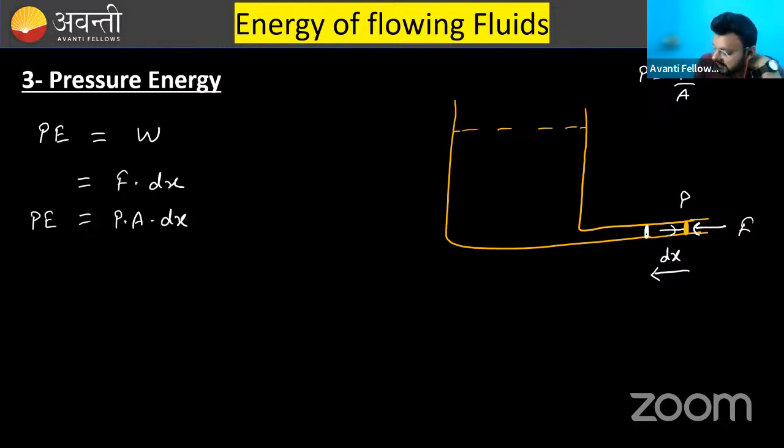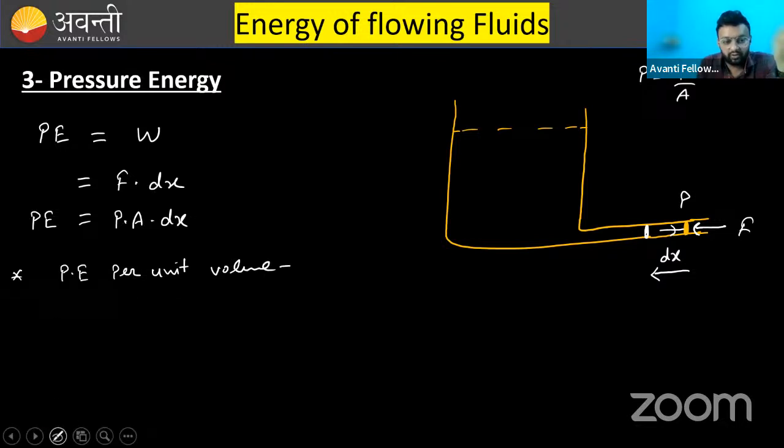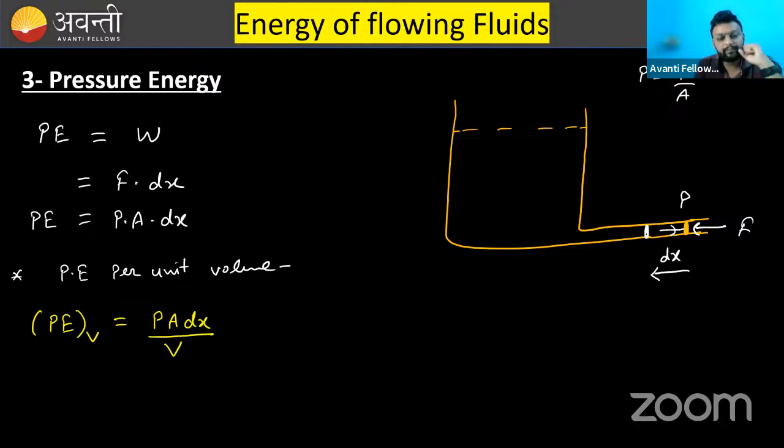Now, we are more interested in pressure energy per unit volume. So I will again write pressure energy per unit volume. How will you represent it? You know the representation that I have been using. Potential energy, not it is what? Pressure energy per unit volume. This is the representation: P A dx divided by the volume.